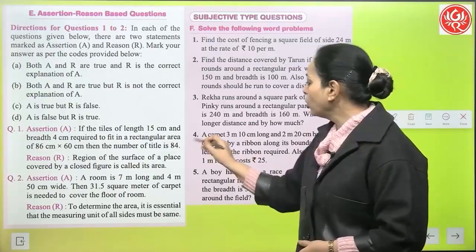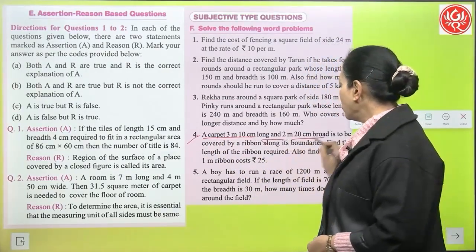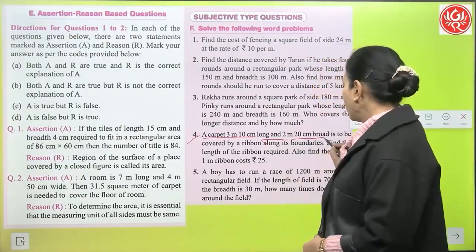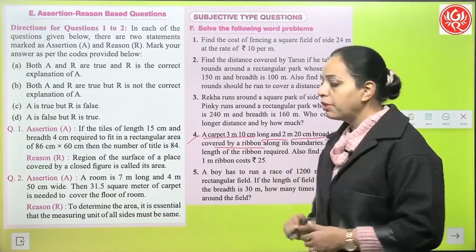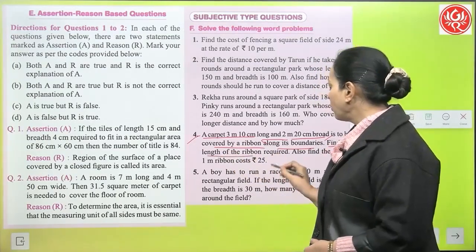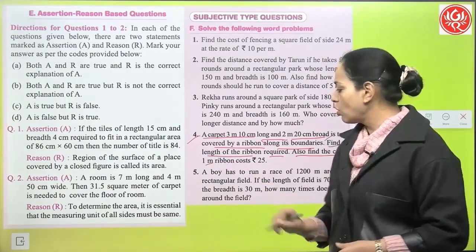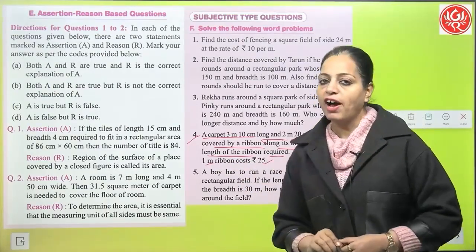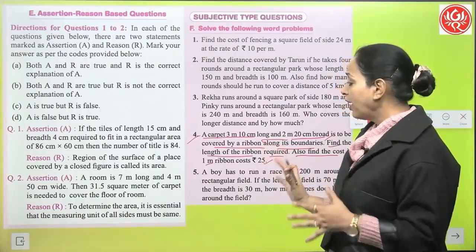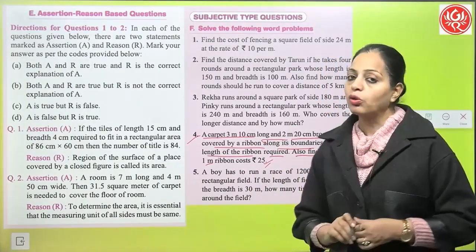Okay. The fourth one, a carpet 3 meter 10 centimeter long and 2 meter 20 centimeter broad is to be covered by a ribbon along its boundaries. Find the length of the ribbon required. Also find the cost if 1 meter ribbon cost is rupees 25. यानी हमें क्या find करना है, perimeter of the carpet and then its total cost.